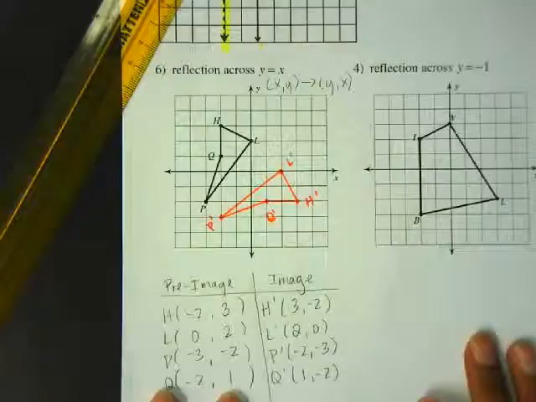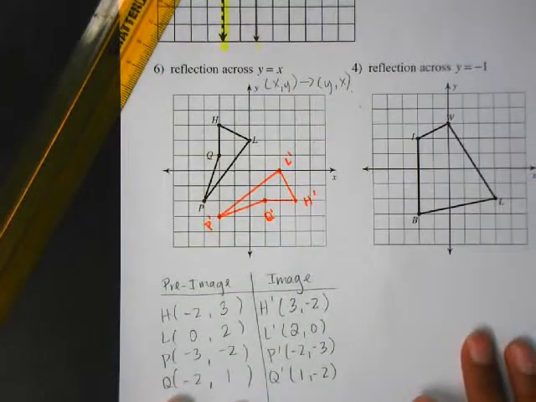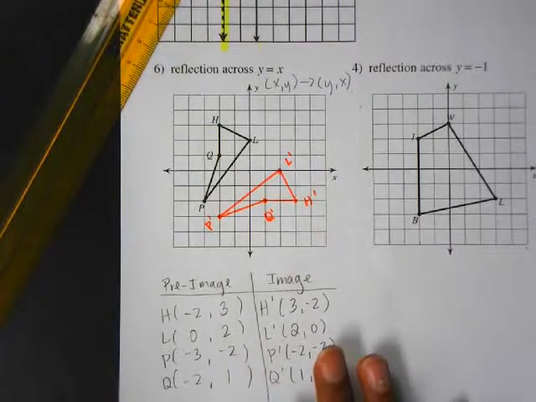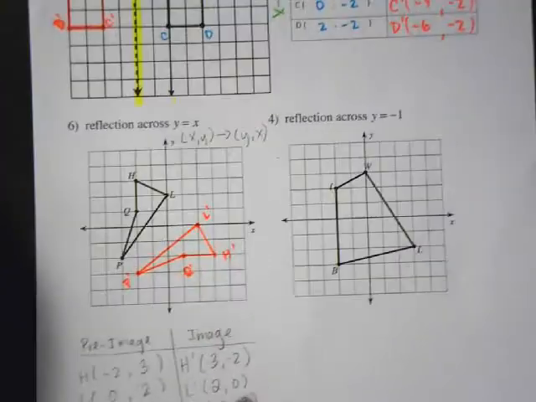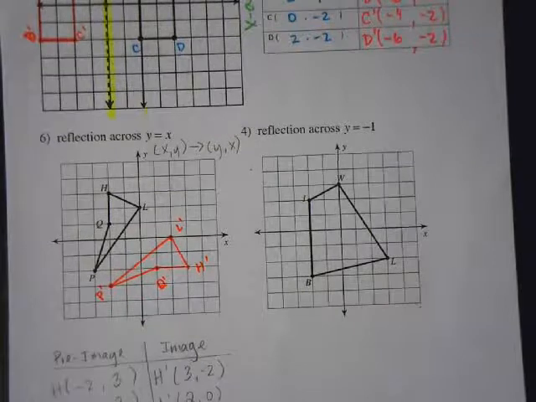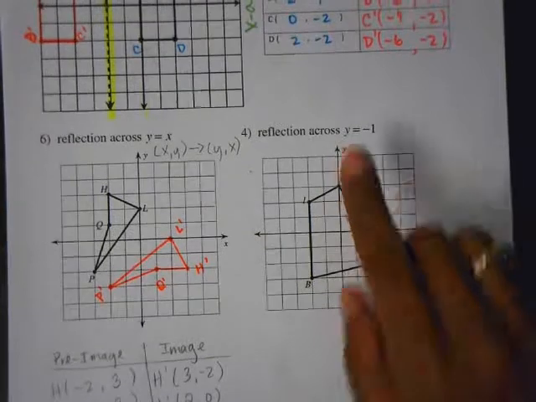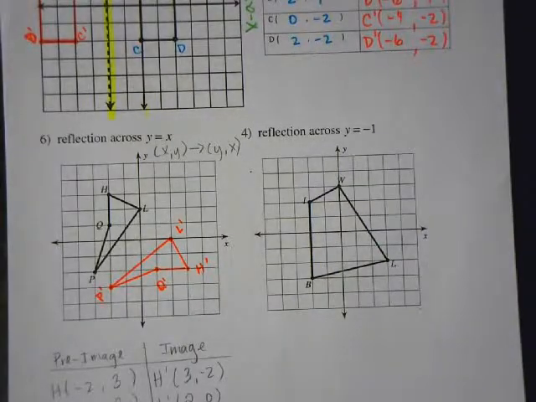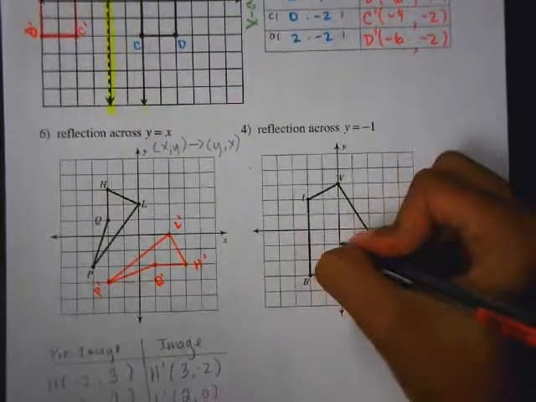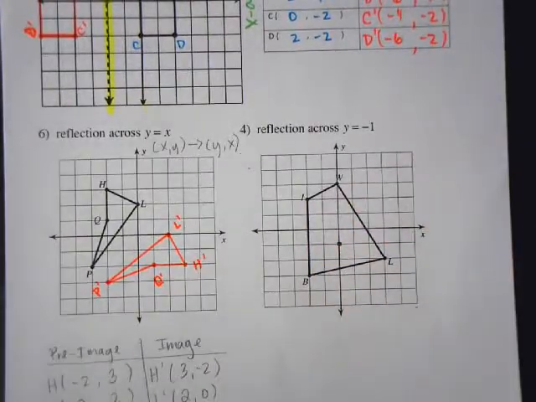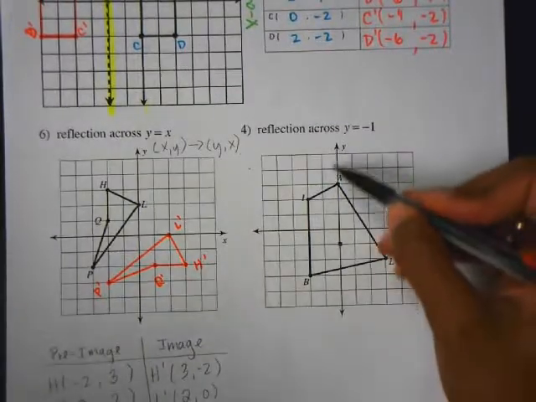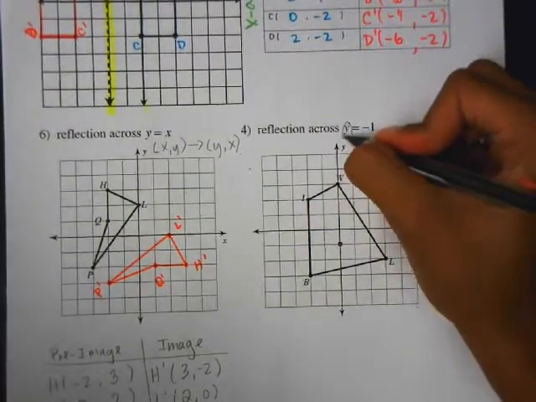Alright, next one. They want us to reflect it over the y equals negative 1 line. So what we're going to do is, the line that we draw, this reflection line, has to cross the y-axis at negative 1, which is right here. So the line we draw has to intersect the y-axis at negative 1 because this tells us so. Since our line has to cross at that point, it's going to be a horizontal line.